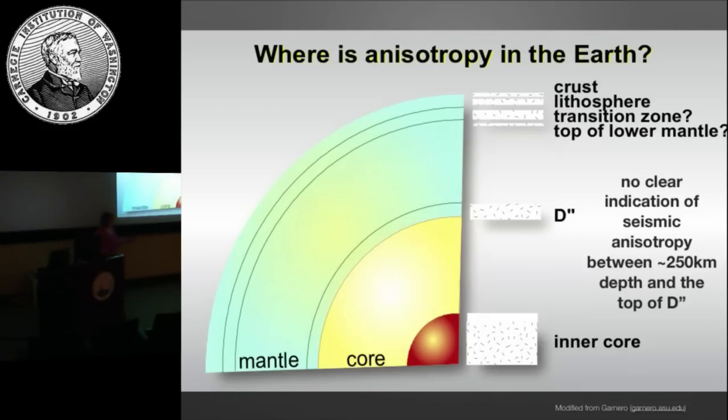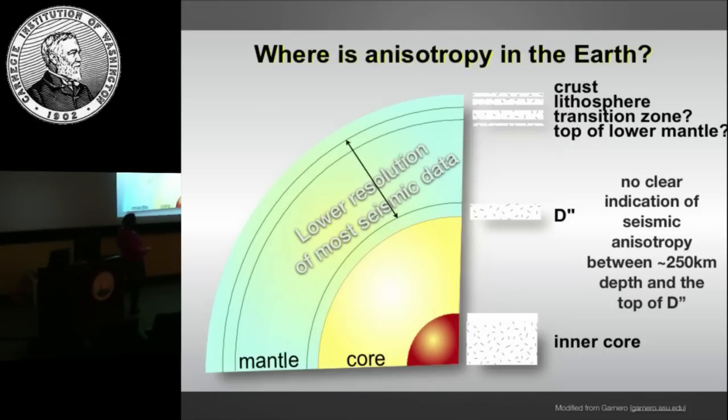So where is seismic anisotropy inside the Earth? We have a lot of evidence of seismic anisotropy in the uppermost mantle, in the crust, in the mantle lithosphere, in the asthenosphere, basically in the top 200, 250 kilometers. In the lowermost mantle, the lower prime layer, and in the inner core. And anywhere in between, in the mantle, it's actually unclear because the seismic data tends to lose resolution at this depth.